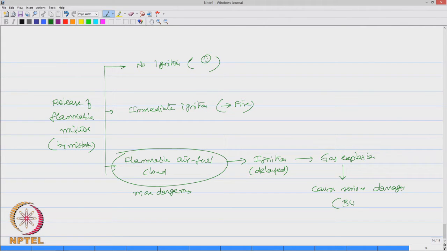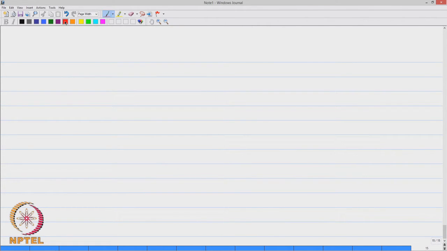One such example could be BLEVE, which is boiling liquid expanding vapor explosion. Let us try to ask a question, learning lessons from accidents. Let us say focus only on fire accident.